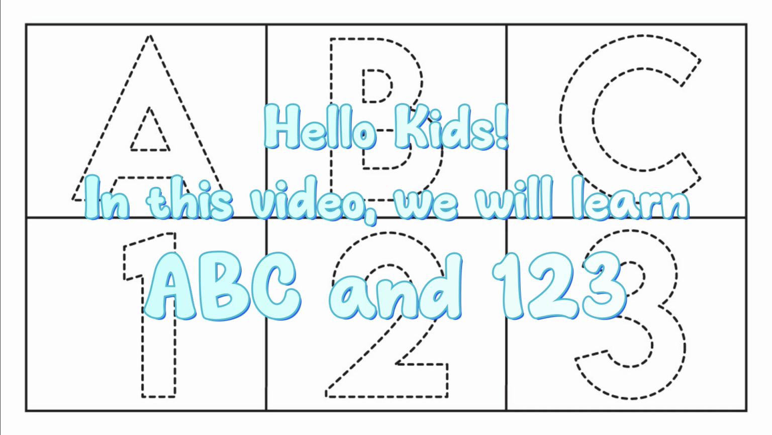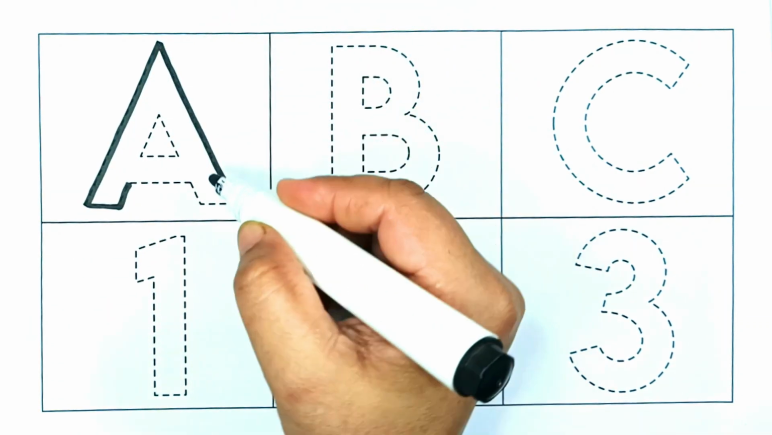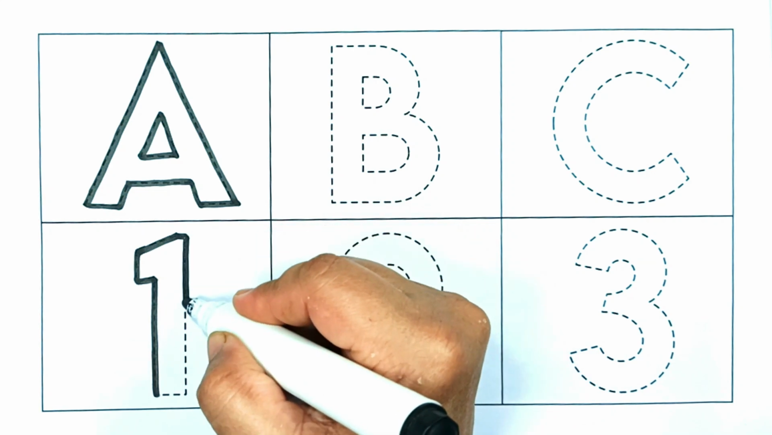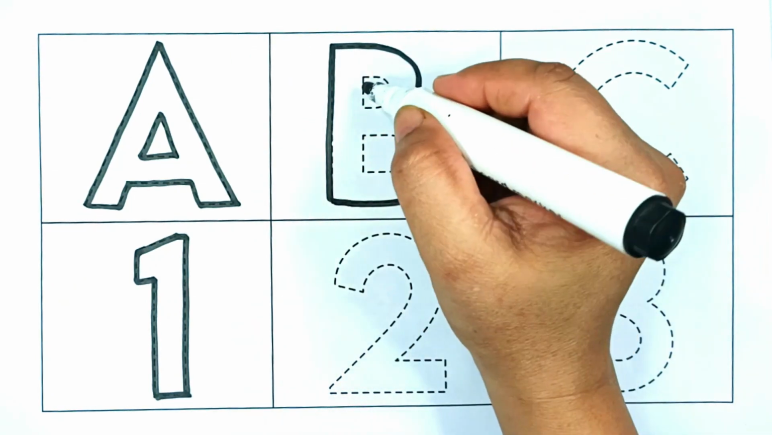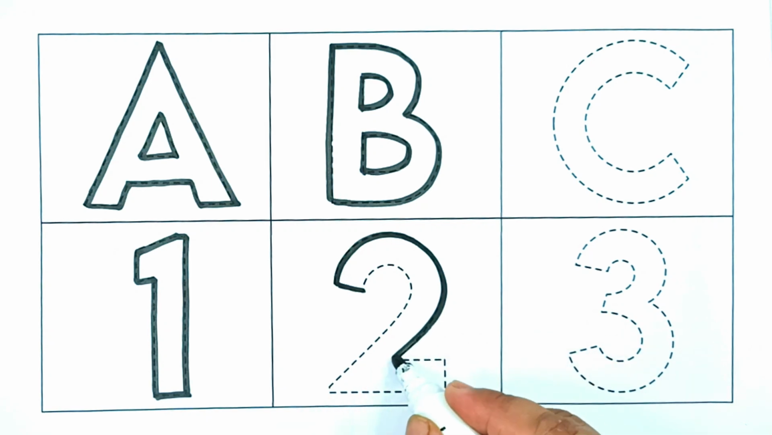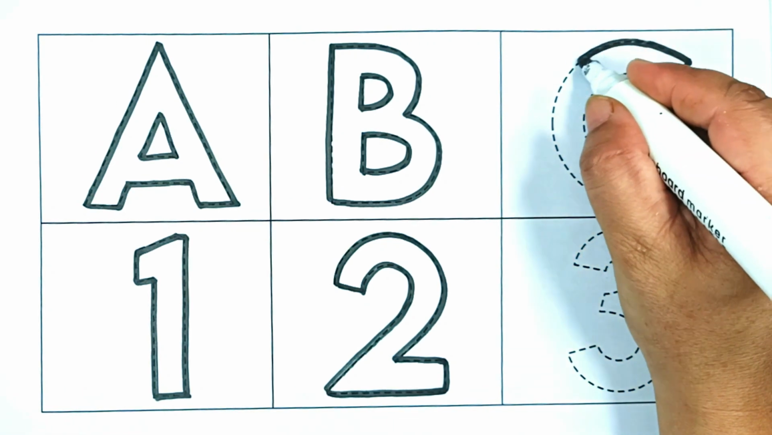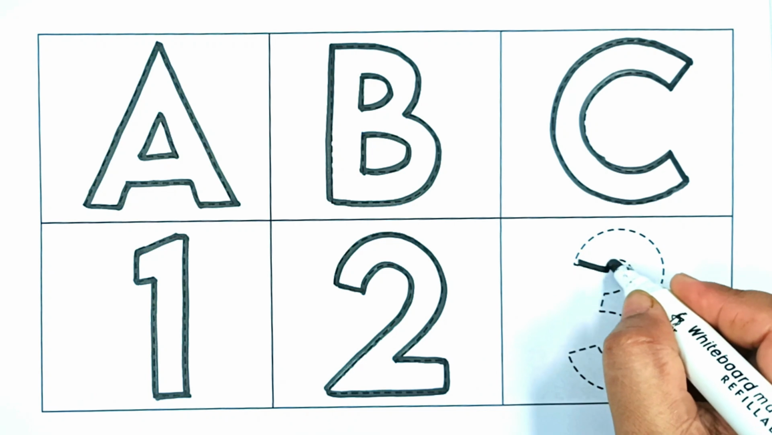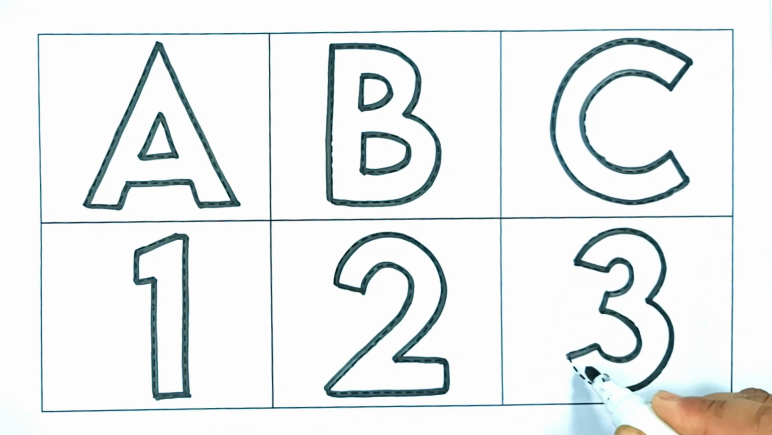Hello kids. In this video, we will learn ABC and 1, 2, 3. A. A. 1. 1. B. B. 2. 2. C. C. 3. 3.